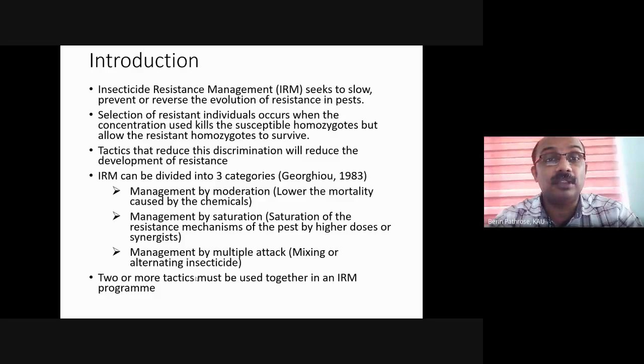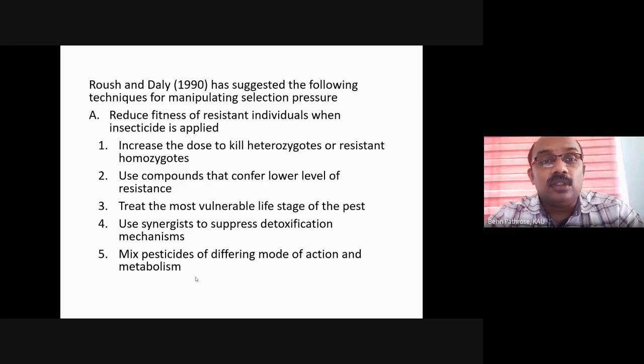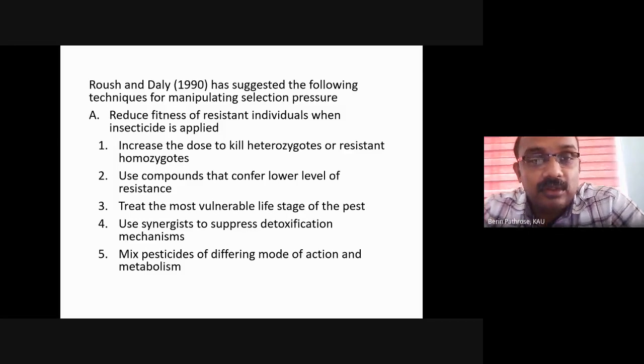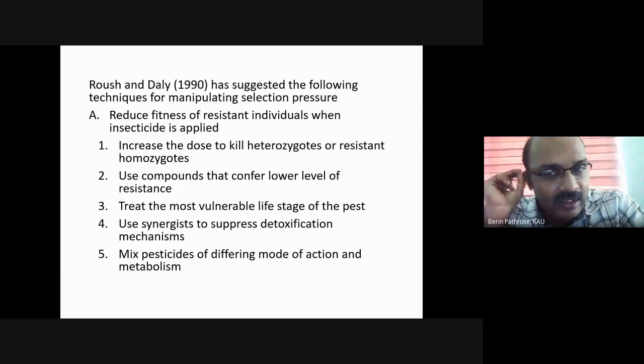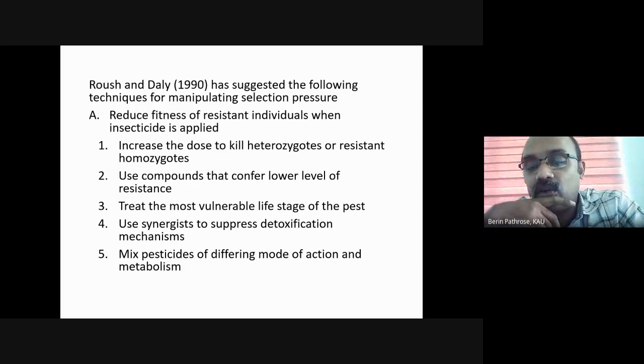Rausch and Daly, later on in 1990, Rausch and Daly, Rausch is Richard T. Rausch. R.T. Rausch is one of the pioneers in insecticide resistance.